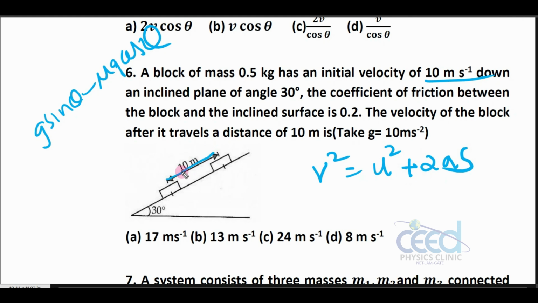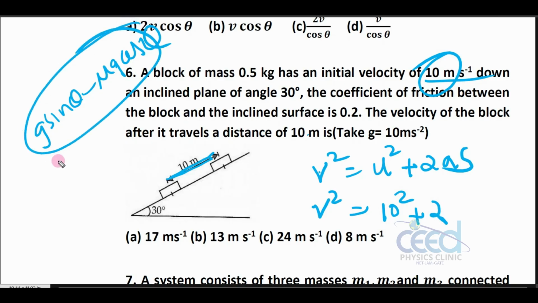Now this s, the distance moved, they have given as 10 meter. We need to find the velocity of the block at a distance of 10 meter. Then the final velocity v square is u square, they have given 10 square, plus 2 into the acceleration, that is 10 into sin theta, sin 30, that is 1 by 2, minus mu, they have given 0.2, and again 10 and cos theta, root 3 by 2.